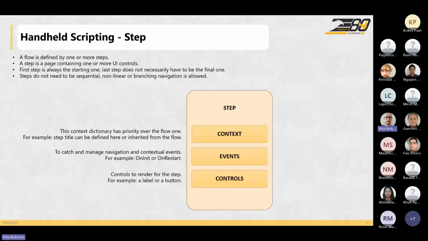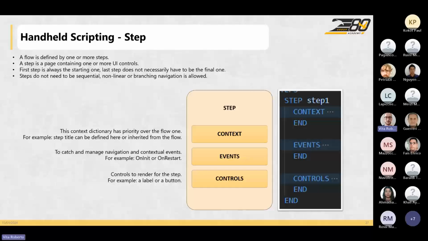Then we have controls. Of course, we need to define all the controls we want to render for that step. For example, we can define a label, a button, a list, everything. On the right, you can see a simple step definition. As we said, we have an identifier, step one. We have the context section, events, and controls.